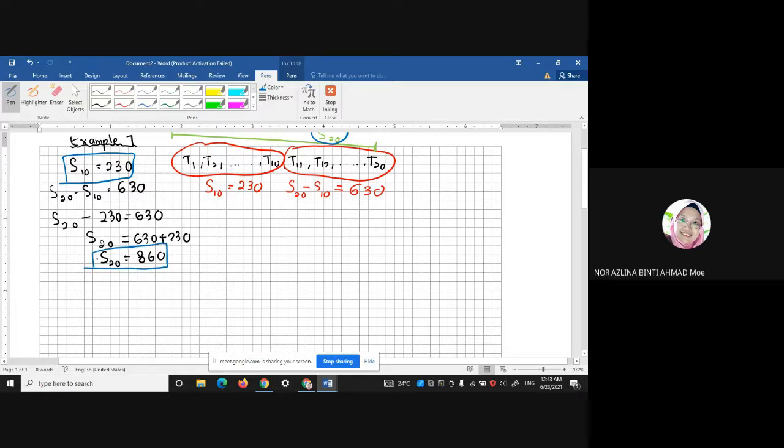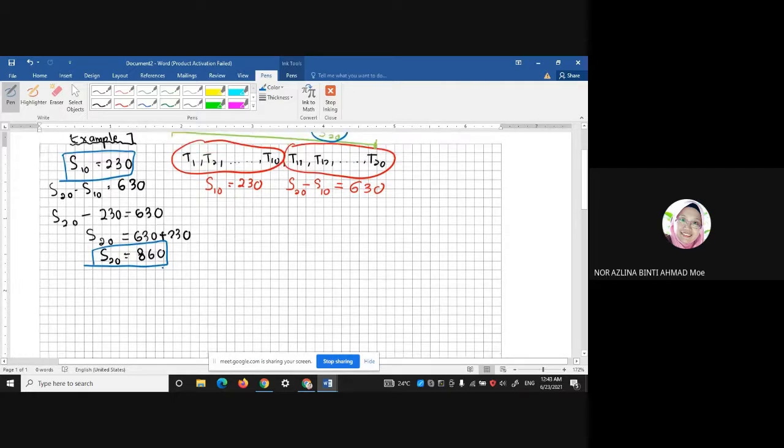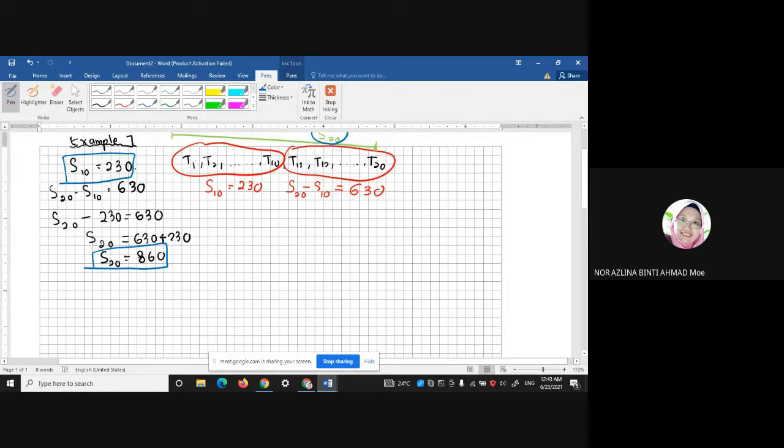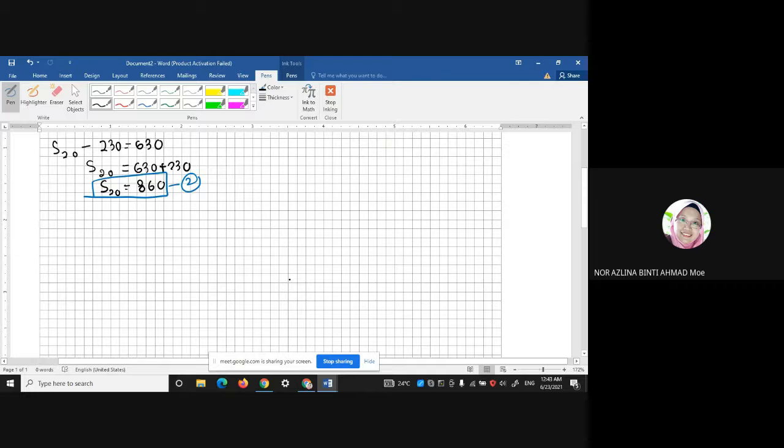The question actually wants us to find a and d for this arithmetic progression. Okay, this is the first equation and here is the second equation. So now, for S_10, the first equation from earlier, S_10 equals 230. So what is the formula for S_n? n over 2 times (2a plus (n minus 1) d).